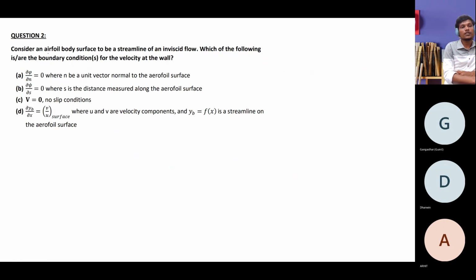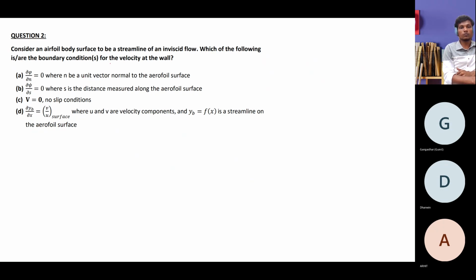The second question: consider an airfoil body surface to be a streamline of an inviscid flow. Which of the following is or are the boundary condition or conditions for the velocity at the wall? We have an airfoil body surface, and they are asking us to identify the boundary conditions necessary for the streamline to act as a wall.